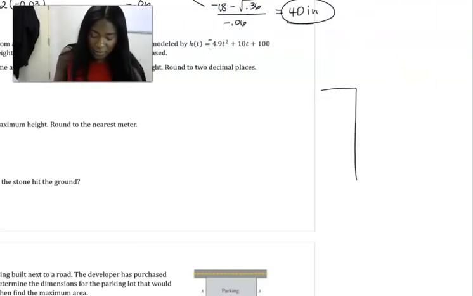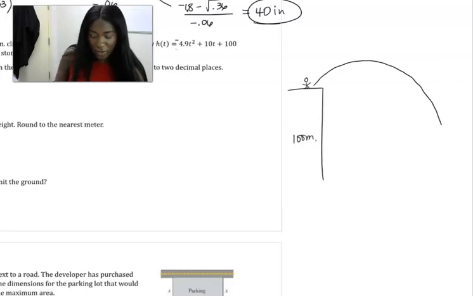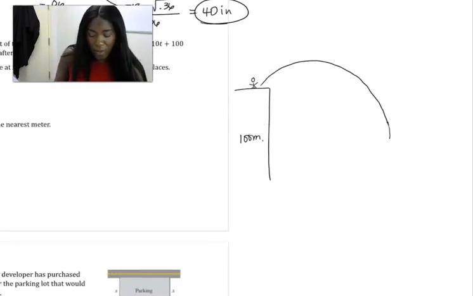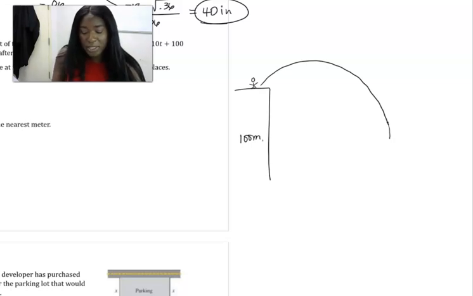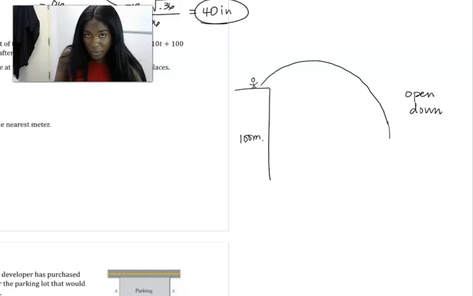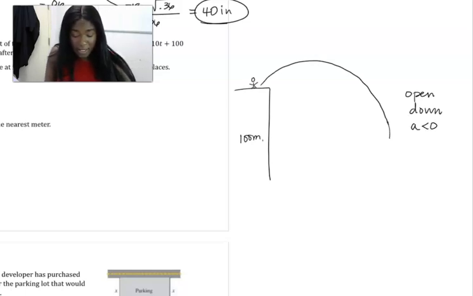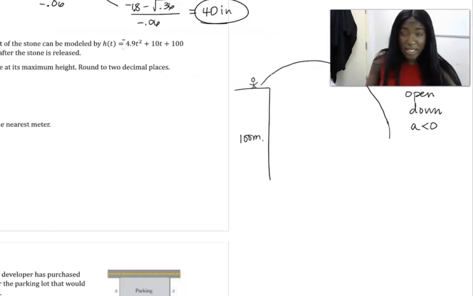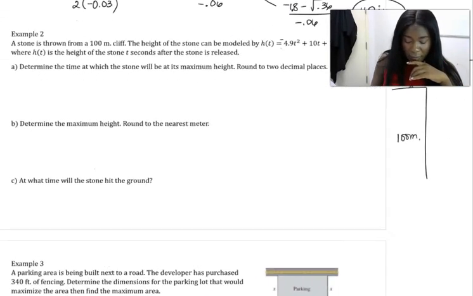Let's say this is the cliff. This is the 100-meter cliff. So someone's up here throwing a stone. When they throw it, the stone's going to do this, and eventually it will fall. But just from looking at that, we can see that this parabola does open downwards. And so A has to be negative. A has to be less than 0, which is how I know that I need that 4.9 in the front of the t squared to be a negative number.